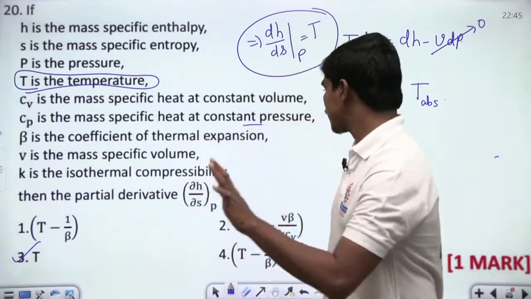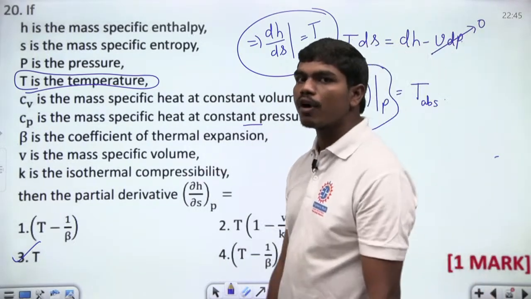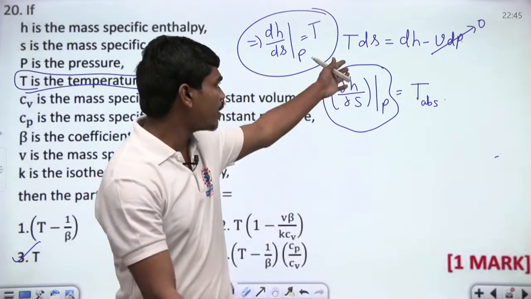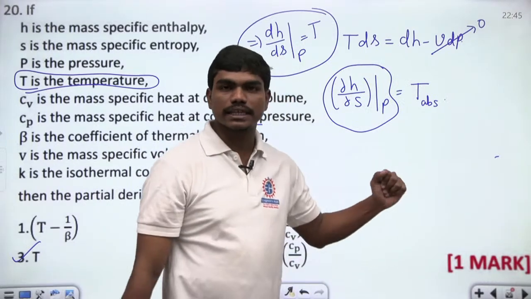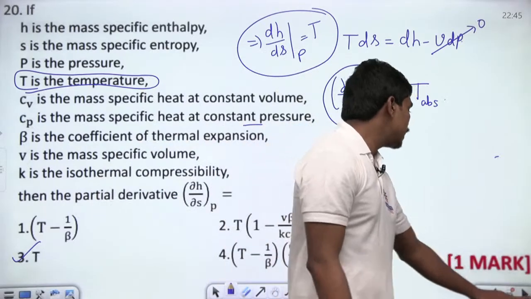Okay, one thing that I need to tell you here, this is also geometrically nothing but the slope of the HS diagram, correct, at constant pressure. And you know, at constant pressure lines, the slope of the HS diagram gives you temperature. Yes or no? Dou H by dou S at P is nothing but your T. Clear? So this is your temperature always. Let us go for 21st.